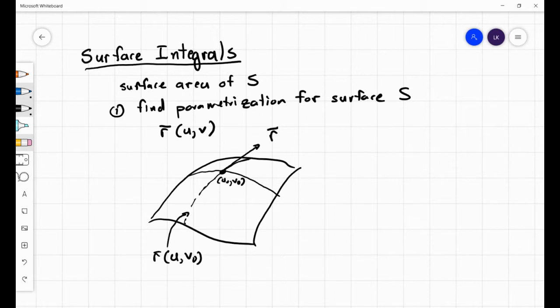And so if you differentiate this parametrization with respect to just u, what you get is a tangent vector. And if, on the other hand, you fix u and you let v vary instead, you get another path on that surface, and you can now differentiate r with respect to v to get a tangent vector to that path and therefore the surface. And then these two vectors, as long as they're not parallel, will define a parallelogram, and that parallelogram has an area.